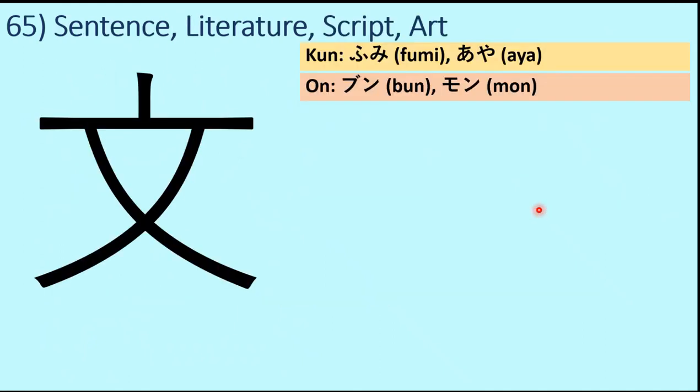The last kanji for today's lesson is sentence, literature, script, or some form of art. This is a very popular character. You will see it often in Japanese writings, which represents sentence or literature. Kun'yomi, it is called fumi or aya, and in on'yomi it is called bun or mon.